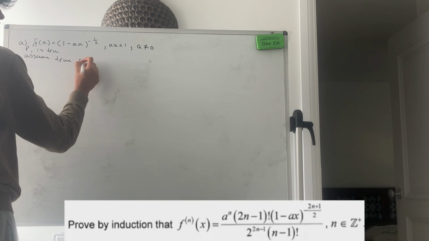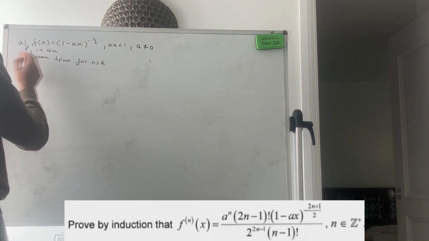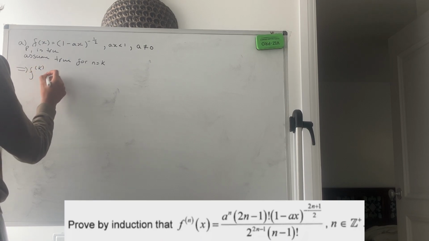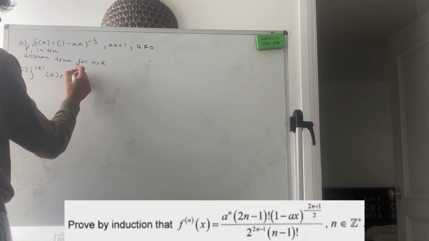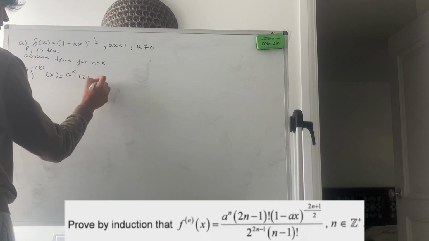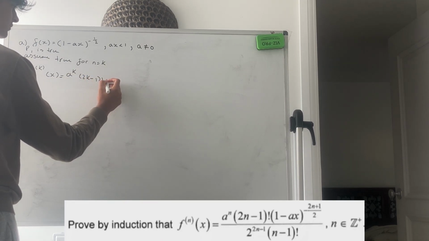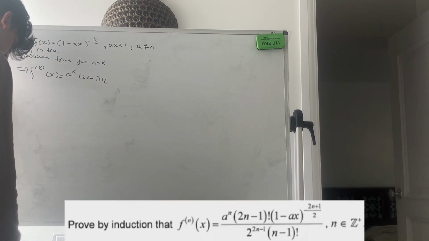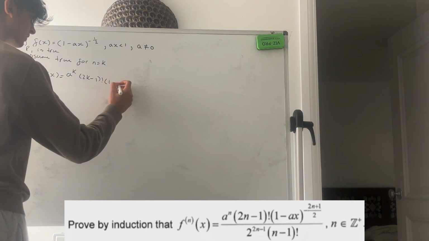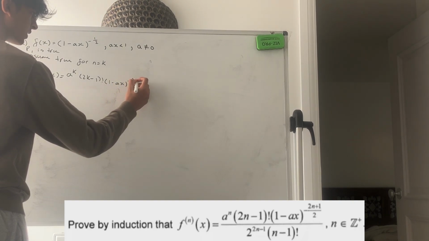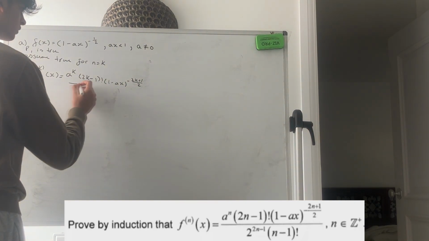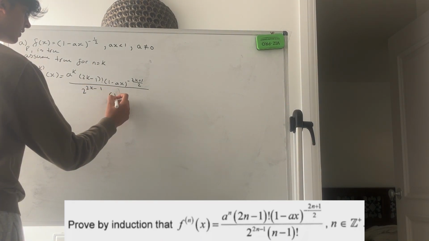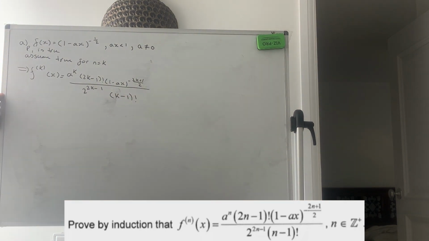Assume true for n equals k, and I've written here that P1 is true. So this implies that the kth derivative of f is equal to a to the k times 2k minus 1 factorial times, what was it? It was 1 minus ax to the minus 2k plus 1 over 2 all over 2 to the 2k minus 1 multiplied by k minus 1 factorial. Now we want to show this.